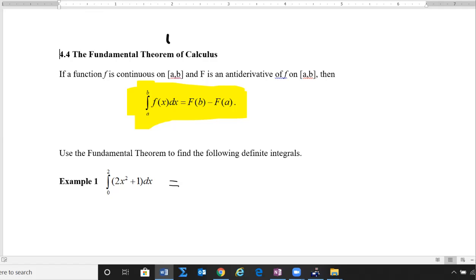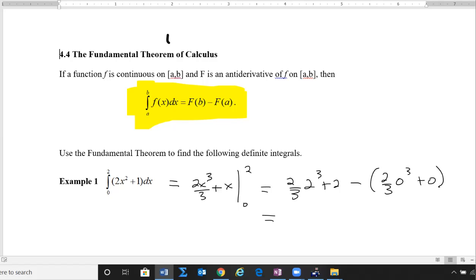Okay, so let's find an antiderivative first of all. 2x to the third over 3 plus an x. Now, typically we use this notation to indicate that we are going to evaluate this like so. 2/3 times 2 to the third plus a 2, minus 2/3 times 0 to the third plus a 0. Many times you'll get zeros in these products, but not always, so be careful with the evaluations. This one will be 2 times 8 is 16/3 plus 2, and that is 7 1/3.